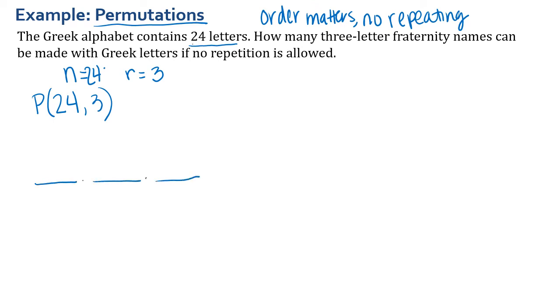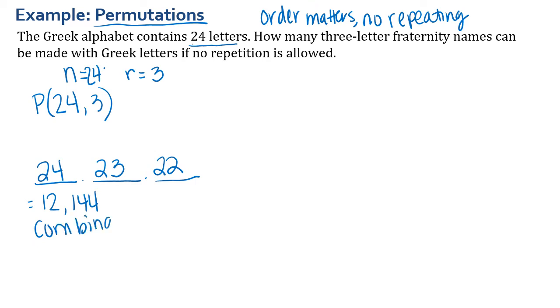How many different letters are there for me to choose for the first one? 24. How many different letters are there for me to choose for the second one? Well, I've already chosen one, so there's only 23 left. And how many different letters are there for me to choose from for the third one? Well, I've already chosen 2, so that leaves me with 22. Multiplying those all together gives a total of 12,144. Now, cool, totally can do it in your head.